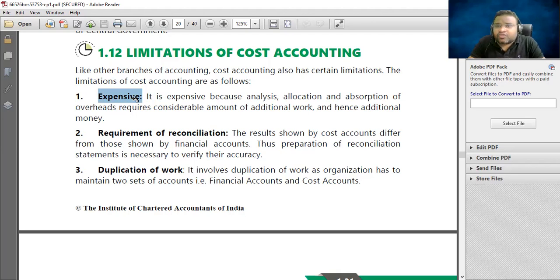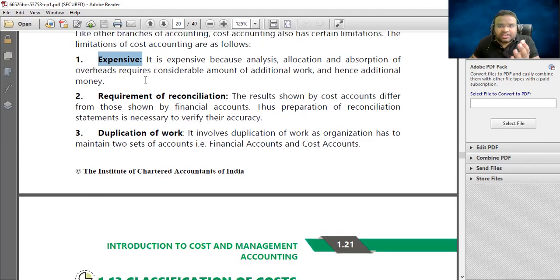Why, sir? Few expenses will not be recorded in financial accounts, but are recorded in cost accounts. There are few expenses which are recorded in financial accounts, but not in cost accounts. Sir, what items, sir, we'll discuss in the cost accounting system. Duplication of work: unless it is integrated, we're maintaining the same data in cost records and the same data in financial accounts. So it is a duplication of work.